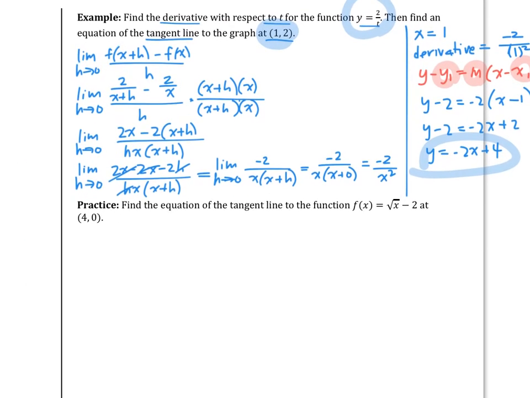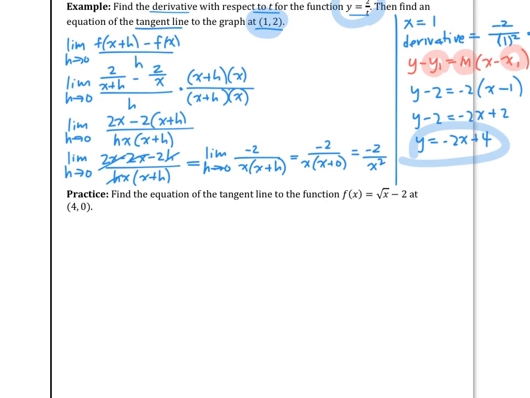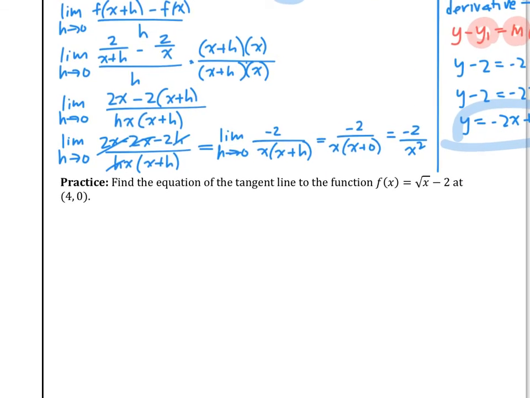All right, let's try another one. Find the equation of the tangent line to the function square root of x minus 2 at (4, 0). All right, so same thing. If we want an equation of tangent line, we need two things, right? If we want an equation, we need two things. Slope, point.